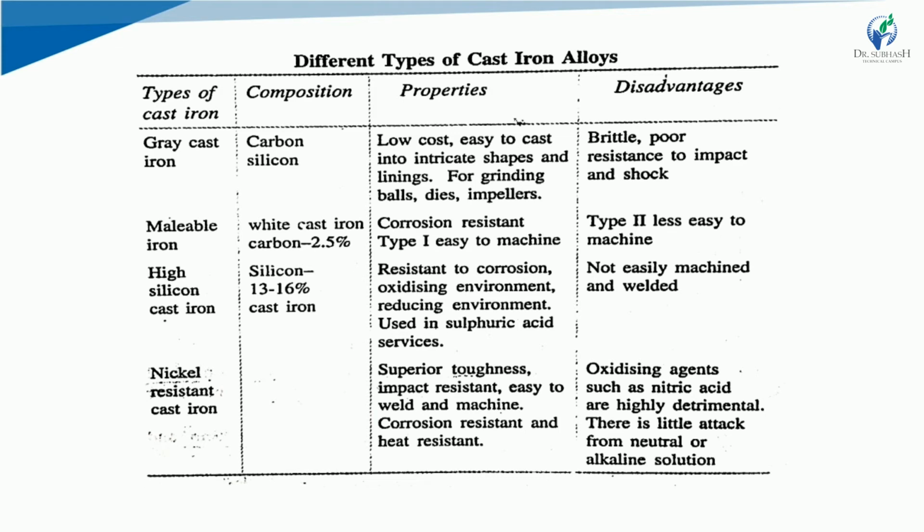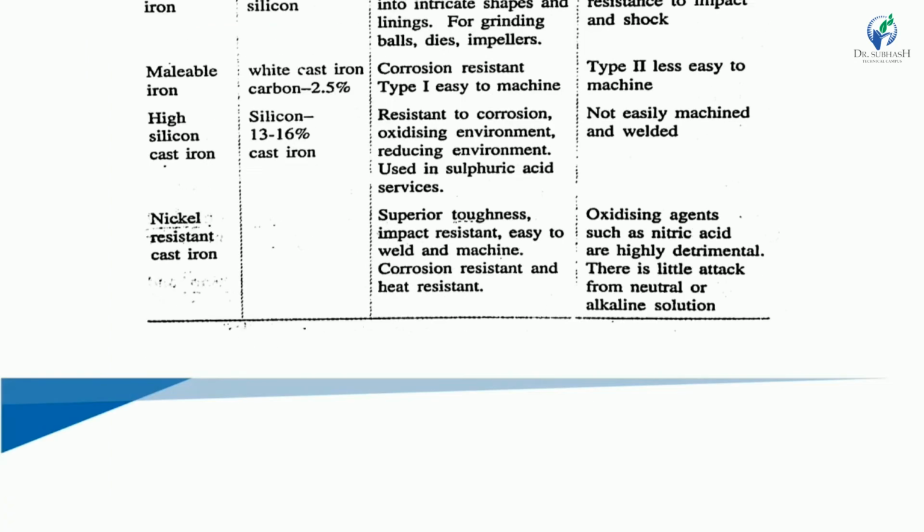And the last is nickel resistant cast iron. The properties: it has a superior level of toughness, impact resistance, easy to weld and machine, corrosion resistance, and heat resistance. What are the disadvantages? Oxidizing agents such as nitric acid are highly detrimental. They can affect the cast iron in a negative way. There is little attack from neutral or alkaline solution. So these are some of the types of cast iron, their composition, properties, and disadvantages.